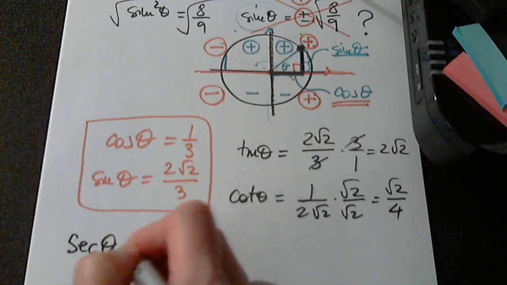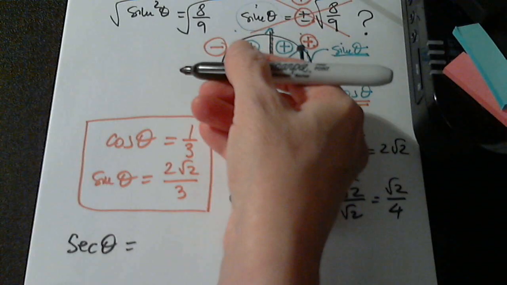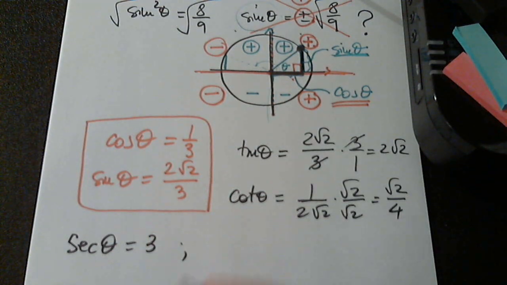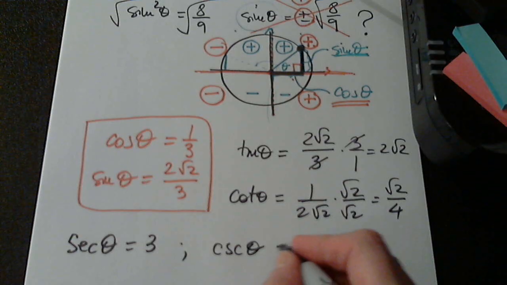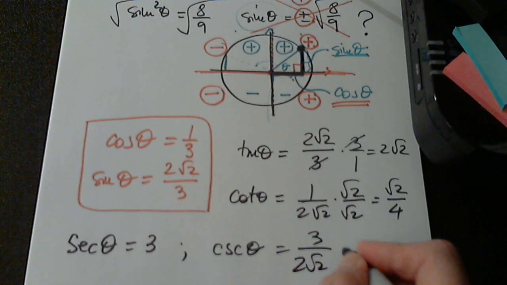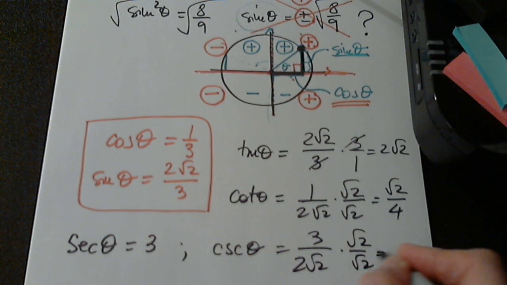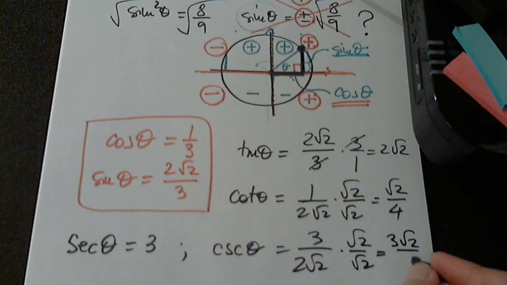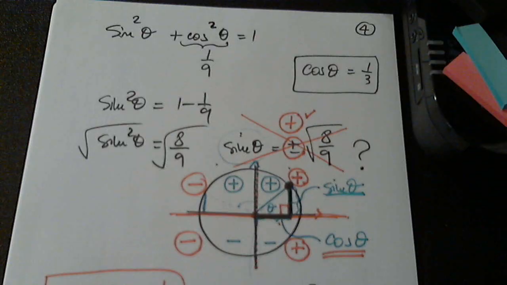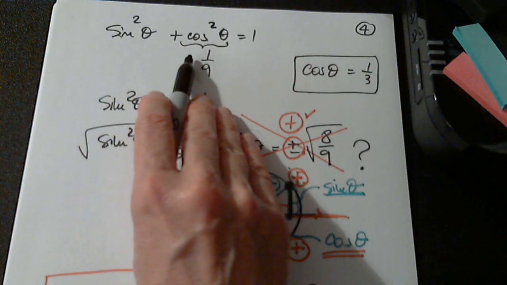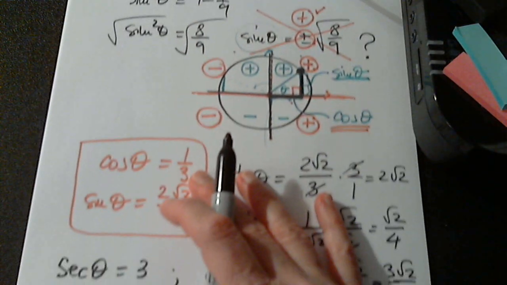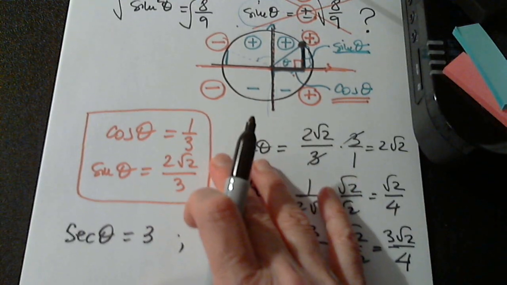Secant theta must be 1 over cosine, flip. And cosecant theta must be 1 over sine, flip. And rationalize. So 3 the square root of 2 over 4. So it's always easy when I'm given sine or cosine. It's easier in the other situations too. We're going to get to that in a minute.